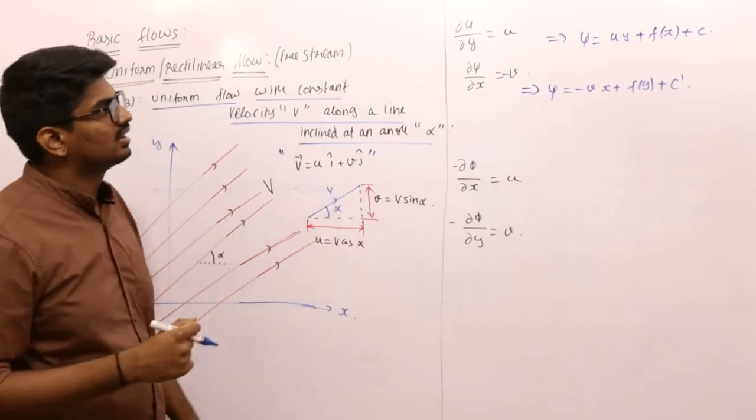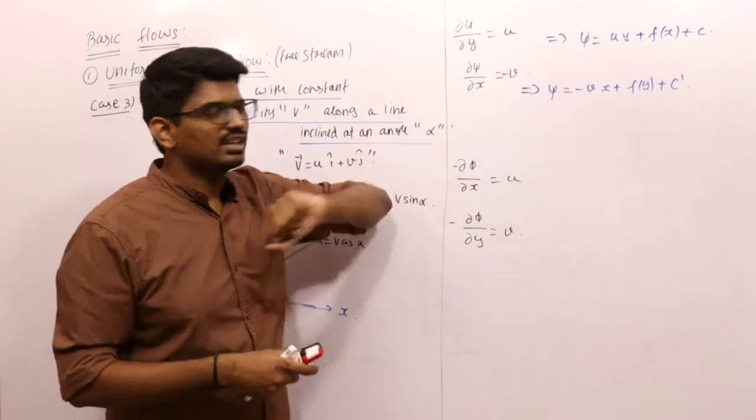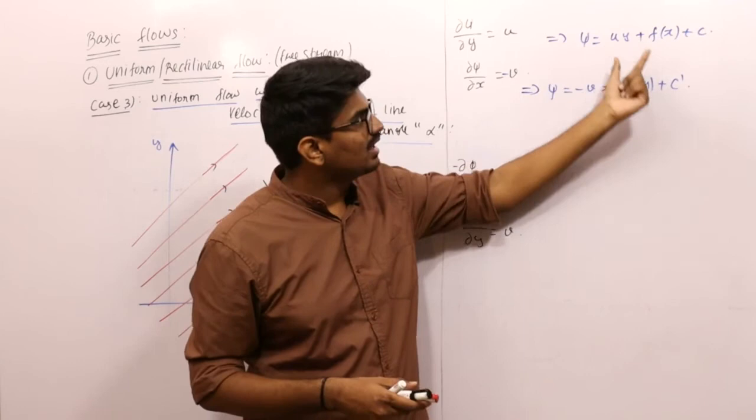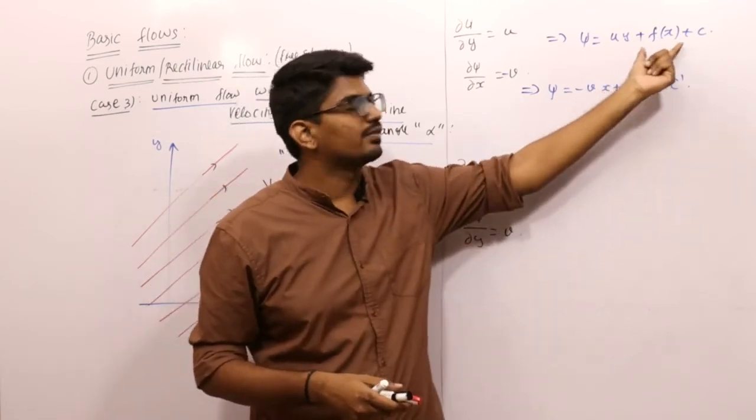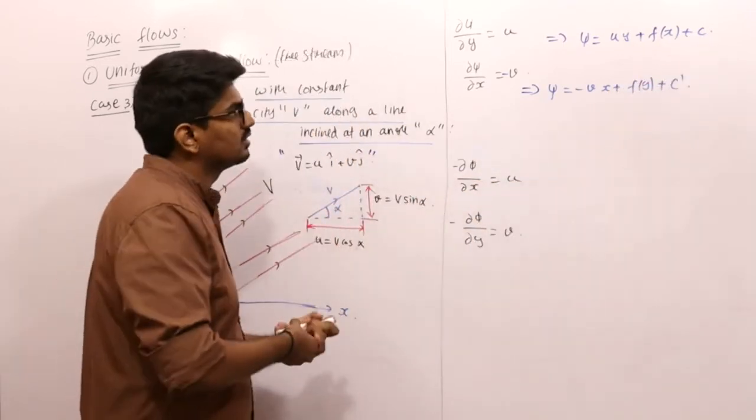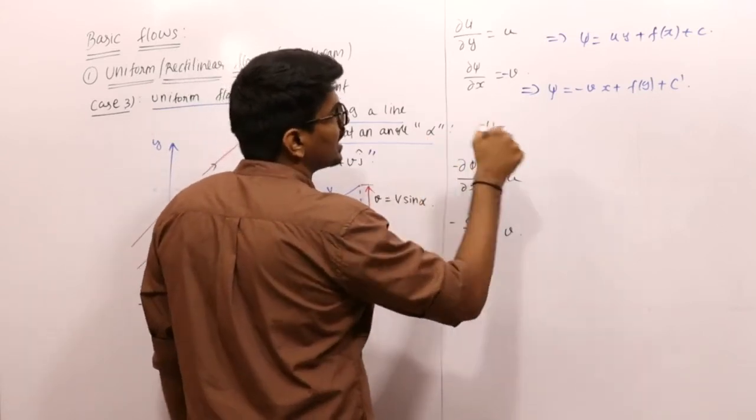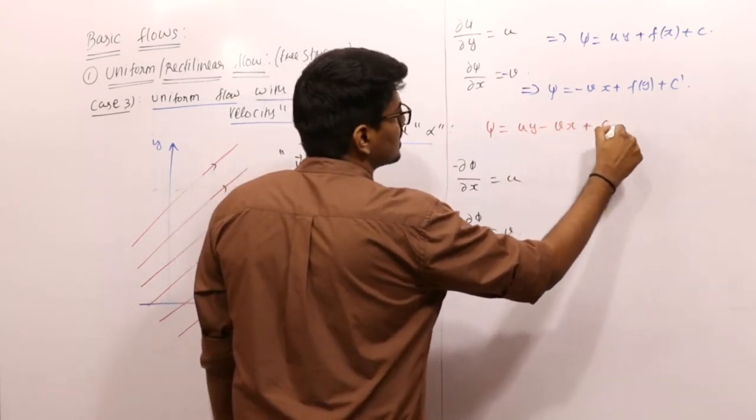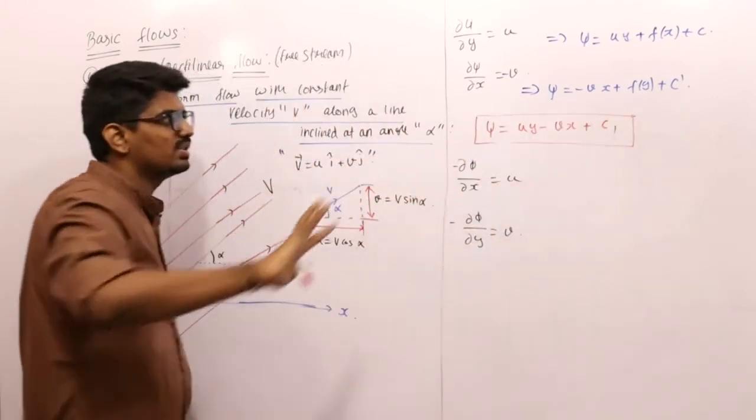Okay, now listen. How to finalize my equation? Simple. Compare these two. This u into y is my f of y, and this minus v into x is my f of x, and these are some constants, some numbers. So finally my equation of stream function is going to be psi equal to uy minus vx plus some constant, we will take that constant as c1. Okay, and in most cases c1 will be taken as 0.